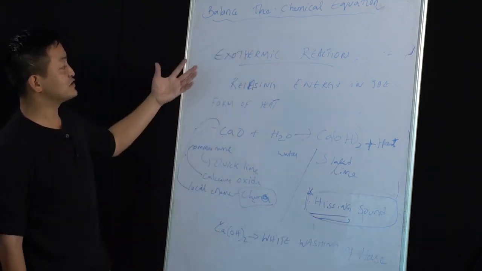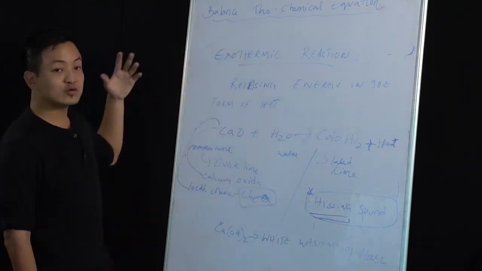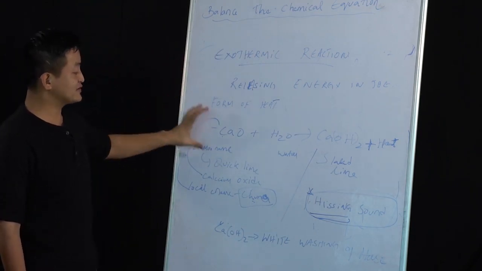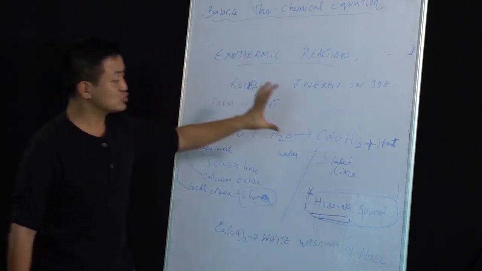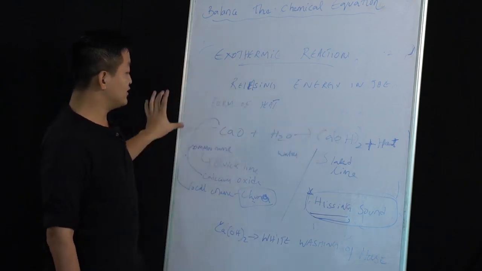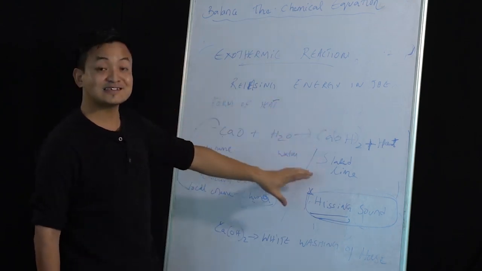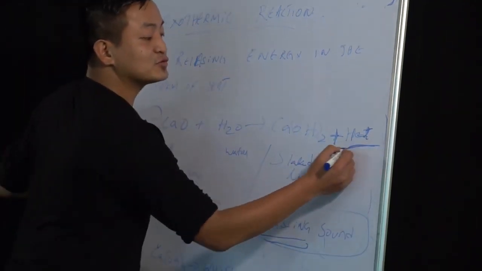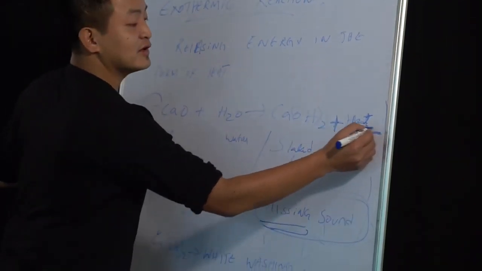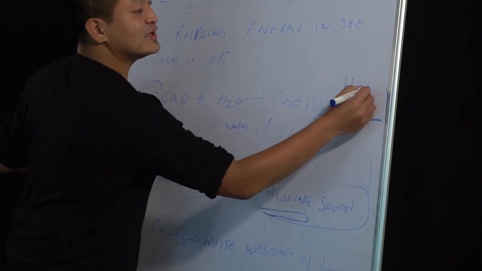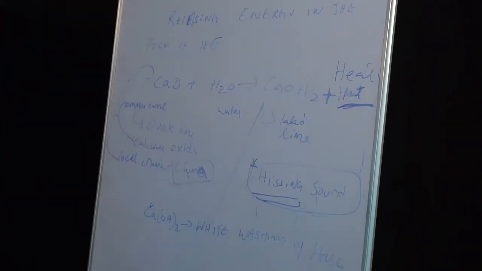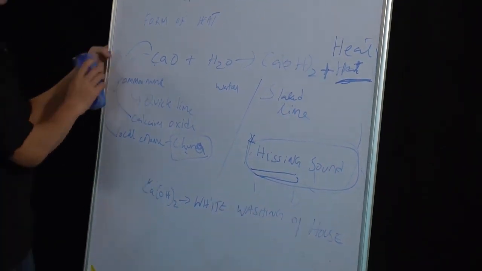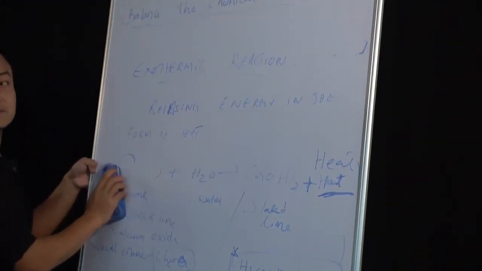Now the next reaction that we are going to study is endothermic. Okay? So before we start the endothermic, write this equation, write the use of this slaked lime, and write the observation, that is a hissing sound. And also don't forget to write this heat, because we are writing an example of exothermic. So don't forget to write this heat, releasing of heat. Okay, so now let's go to the next reaction, that is endothermic reaction.